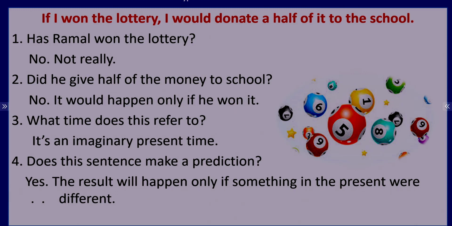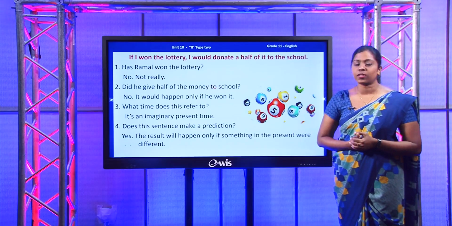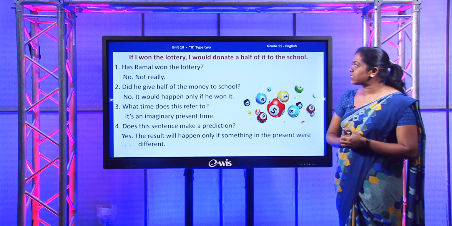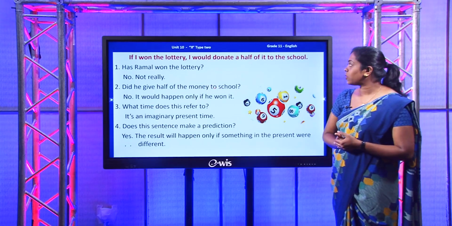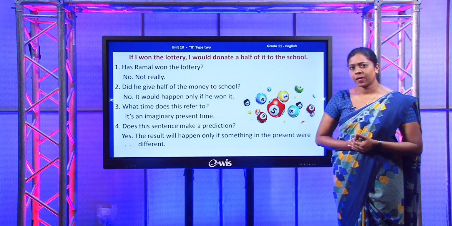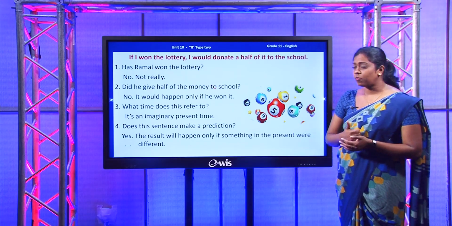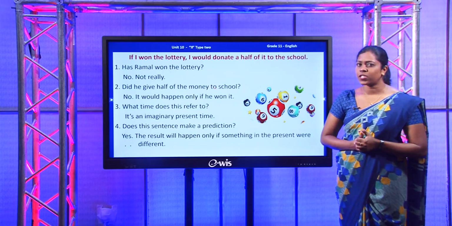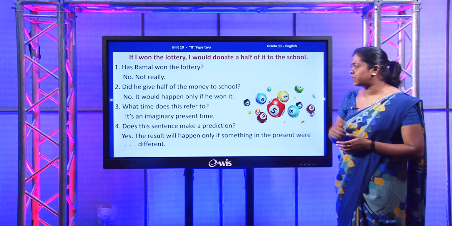And then, does this sentence make a prediction? It does. It doesn't confirm anything. It doesn't say, yes, it will happen 100%. No, just a prediction. He says, yes, the result will happen only if something in the present were different. It depends on the condition here, right? Otherwise, there's no chance for the result to occur, right? Okay, don't worry if you have not understood this. I have a few more sentences like this so that we'll discuss further.